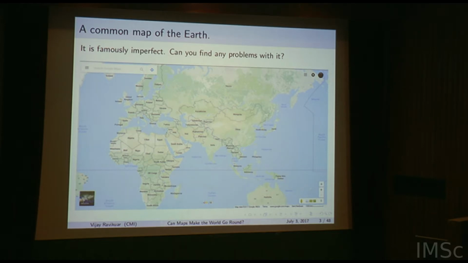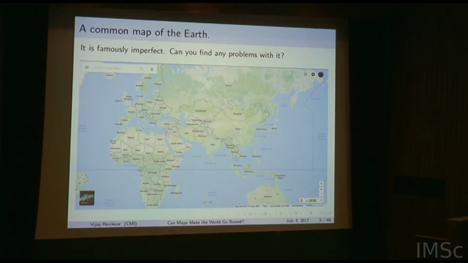Any guess? Sorry? Orientation of the Earth. What do you mean by orientation of the Earth? Orientation of the places, OK. So do you mean orientation in terms of what? Do you mean like north, south, east, west? Or do you? Sorry? OK. So, we'll come back to that later. The map does get north, south, east, and west correct, but there may be more to orientation than that. So are there any other guesses about things that this map doesn't get perfectly right?